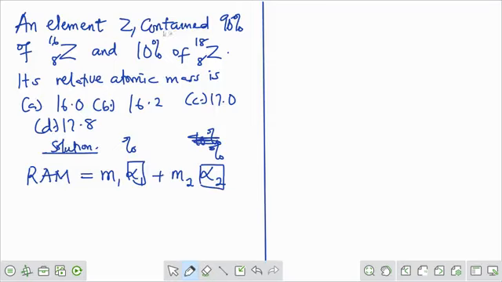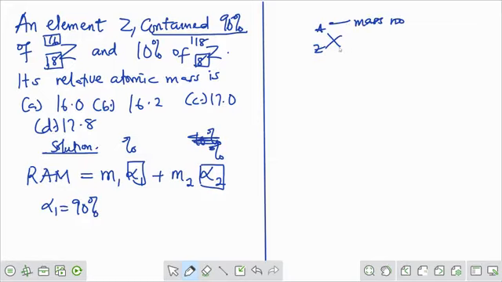Now, the first isotope they gave us here, they said it contained 90%. So it means our alpha 1 is 90%. And I told you that any number they put on the top is the mass number, and this is the number of proton, or the atomic number. This is the mass number. Don't forget, assuming we have an element X, with A on top and Z at the bottom, this will be our mass number, and this will be our atomic or proton number. So that's just it.